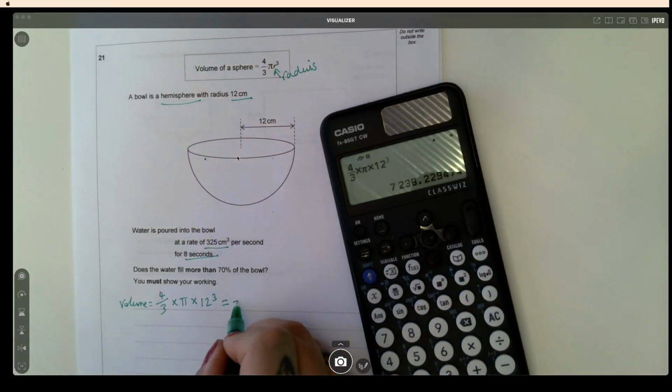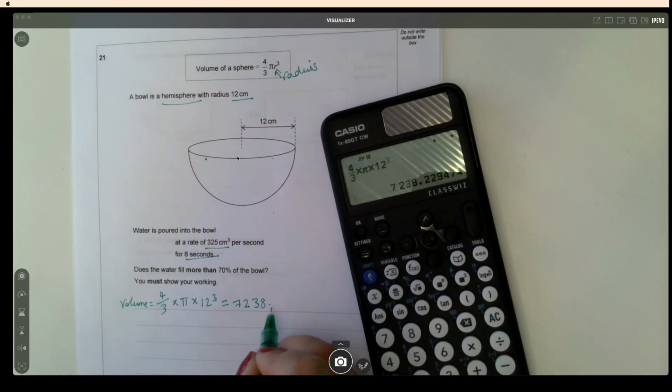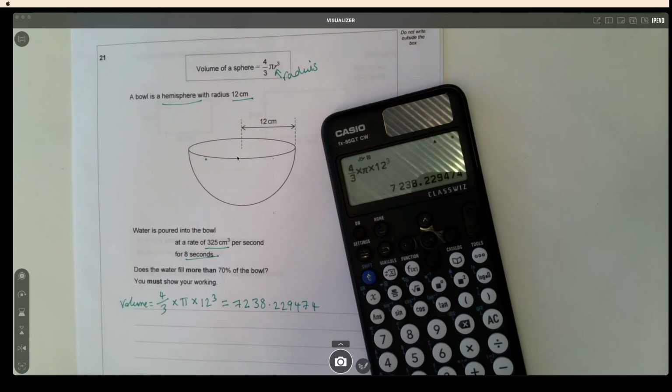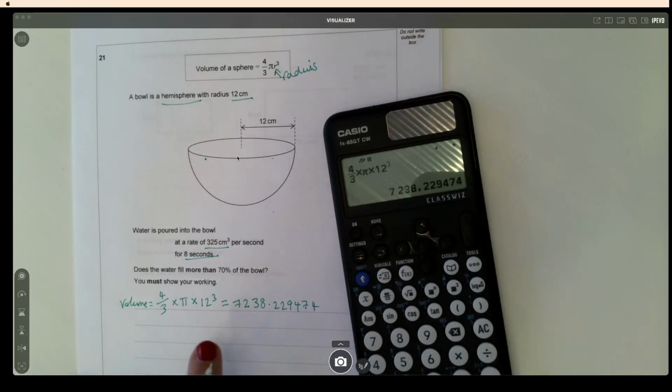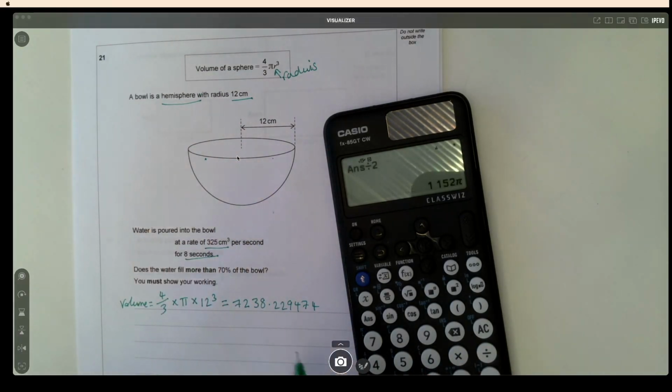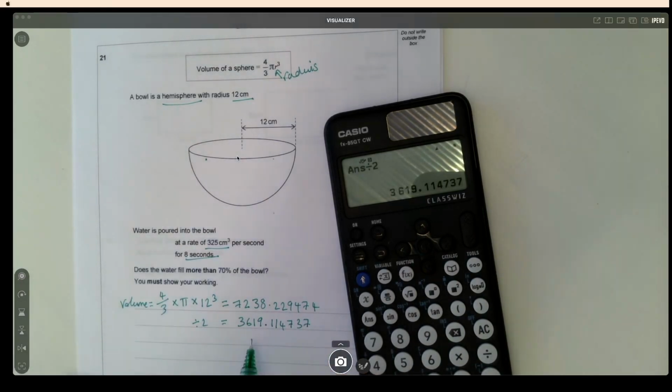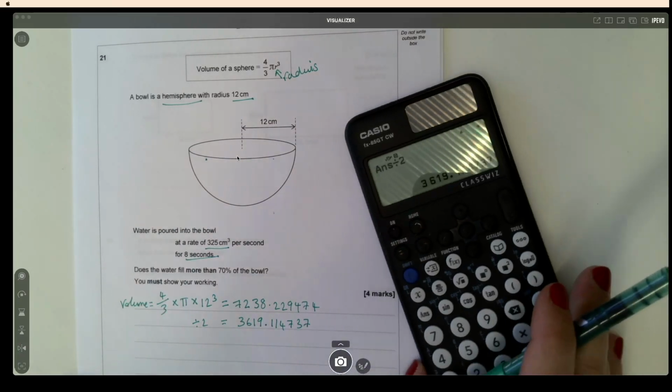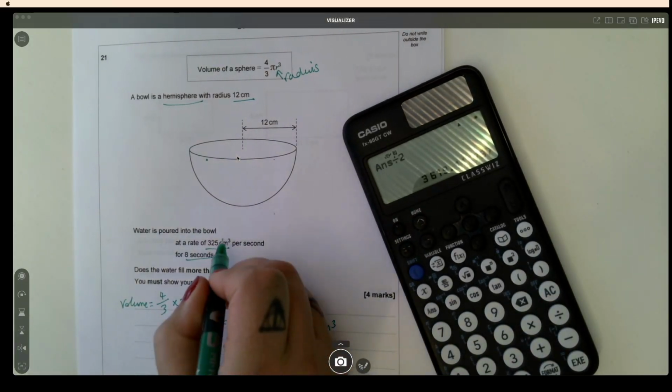So this is our volume, 7,238.2294. I'm writing the whole value down. I don't want to round at this point, just in case rounding causes any little errors later on. This is the volume of a full sphere. We've got half of a sphere, so let's divide that by 2. When we divide this by 2, we get 3,619.114737. So that's the volume of the hemisphere, of the bowl. And that's in centimetres cubed, which is important to note here.